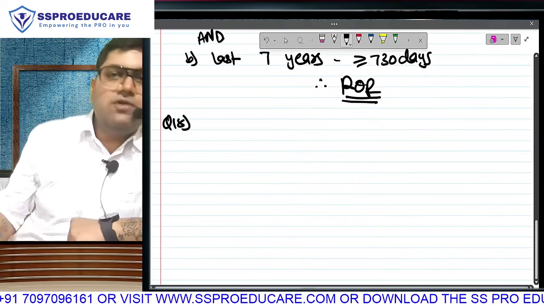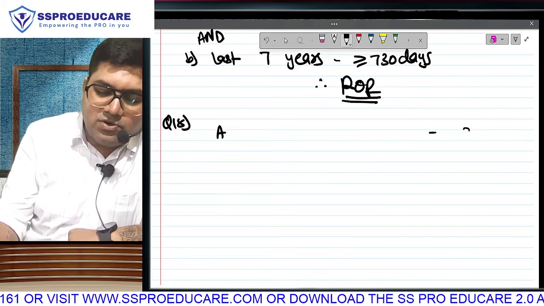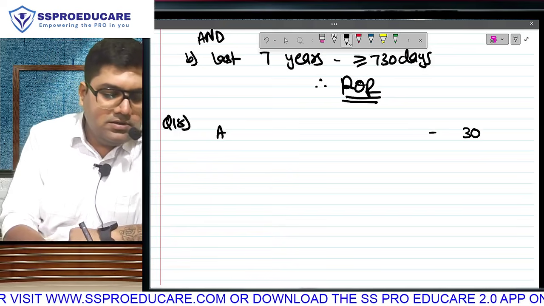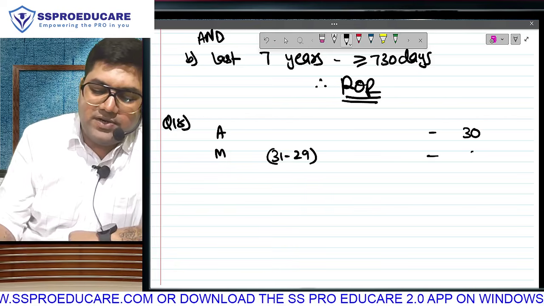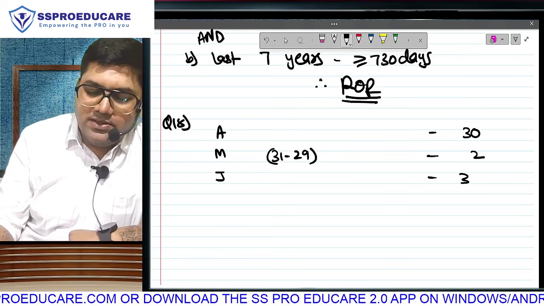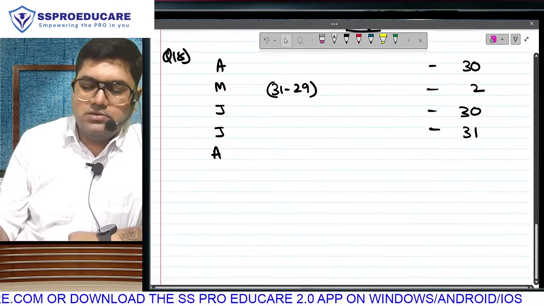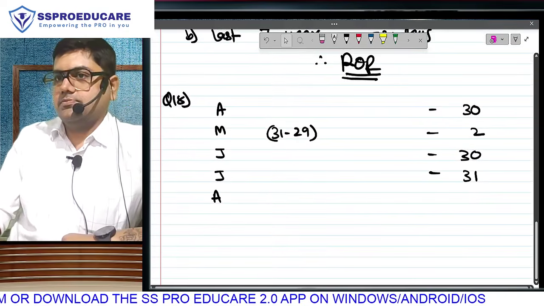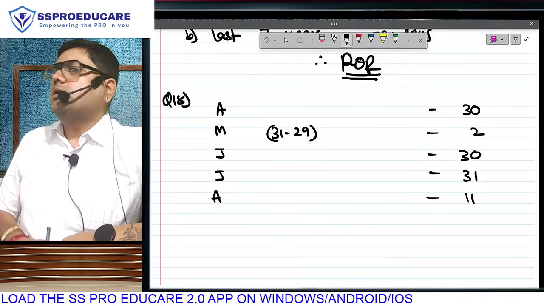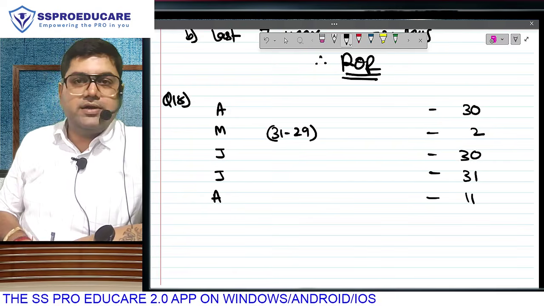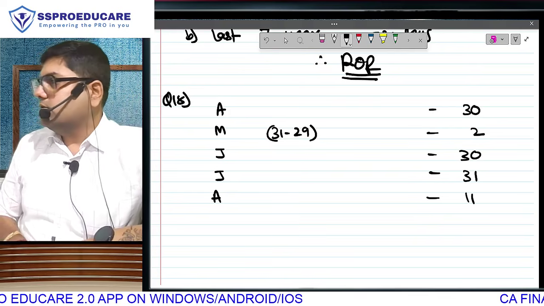Question number 18. When we are determining residential status of this taxpayer, we will start from April. April ka number of days 30. May ka number of days will be 31 minus 29, because 29 days he was out of India. June full month, and July also full month. But be careful about August. August ka number of days will be how many? Only 11, because 12th August se we have commenced the CDC and that period has to be excluded from stay in India. Correct hai?